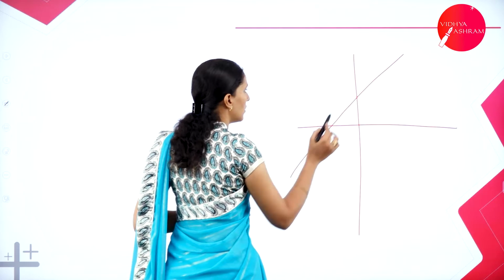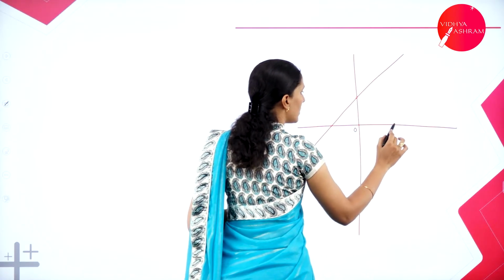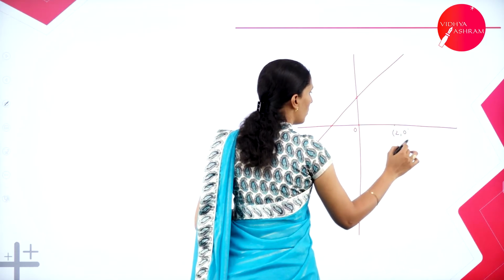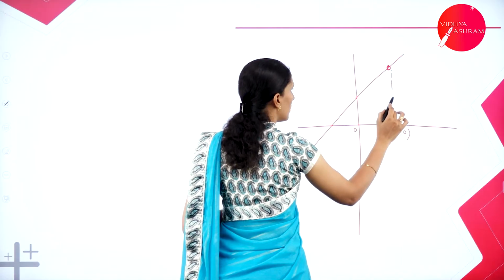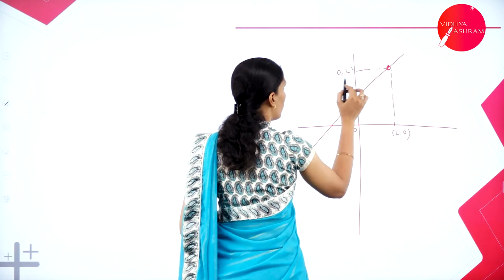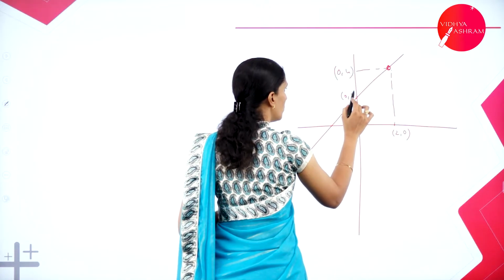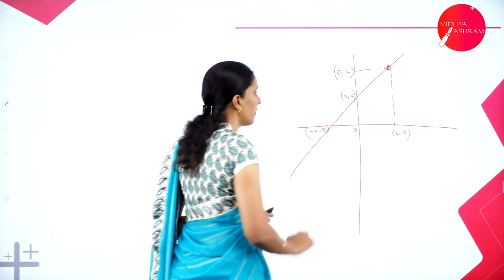So this is the point at x equals 0. This is the point (2, 0). So here the function is not defined, so I'll write an open circle there. This point is (0, 4) and this is (0, 2). This is actually (-2, 0). So this is the function.